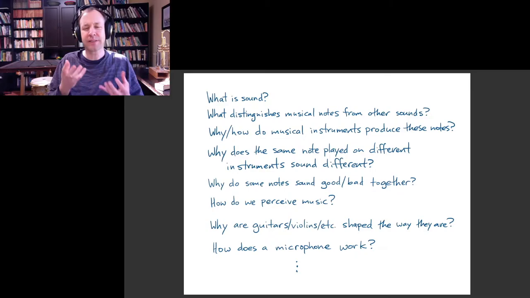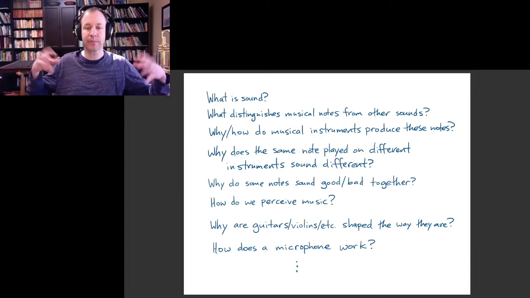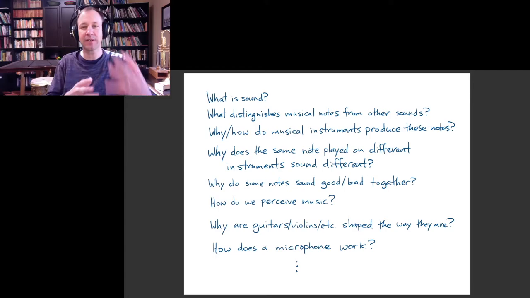Why do some notes sound good together or bad together? Can we understand that from an objective point of view? We can talk about the physics that allows us to perceive music, understand how our hearing system works. And then we can understand more details about the musical instruments themselves.